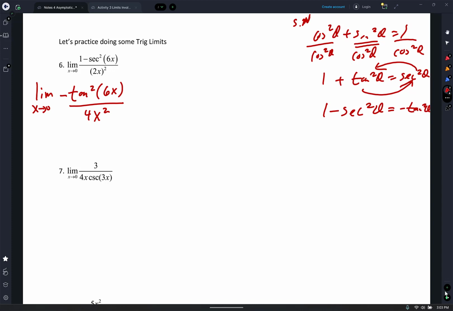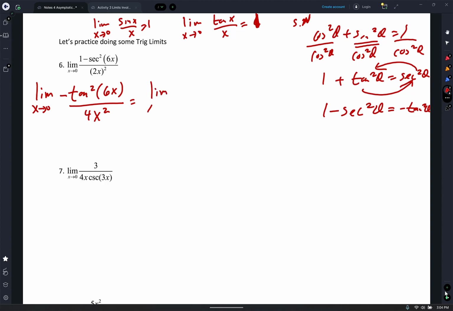Remember, we have a special formula. Limit as x approaches 0 of sine x over x equals 1, and so is limit as x approaches 0 of tan x over x. It doesn't have to be x. It could be a happy face over the same happy face, but they have to be the same. So I have to keep this argument. I have an argument of 6x. So here we go, I'm just expanding it.